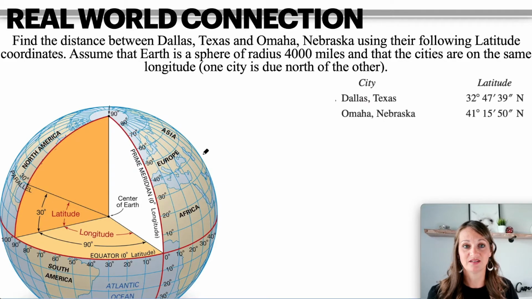Real world connection. Find the distance between Dallas, Texas and Omaha, Nebraska. We are assuming at this point that they are due north of each other. And we know that the Earth, well, we don't know. Let's just assume at this point that the Earth is a sphere, which we know it's not, but let's just assume. And the radius is 4,000 miles, which is not, but it's pretty close.